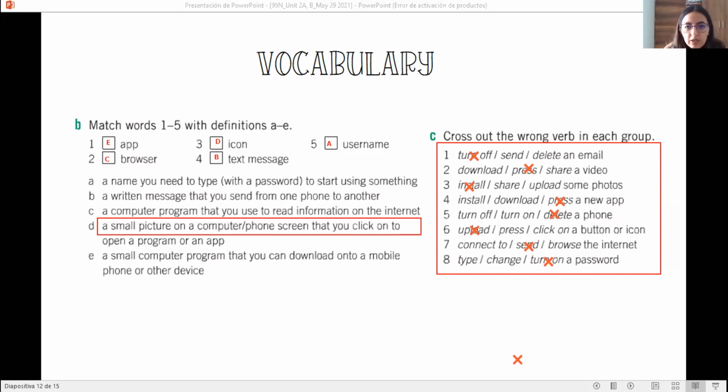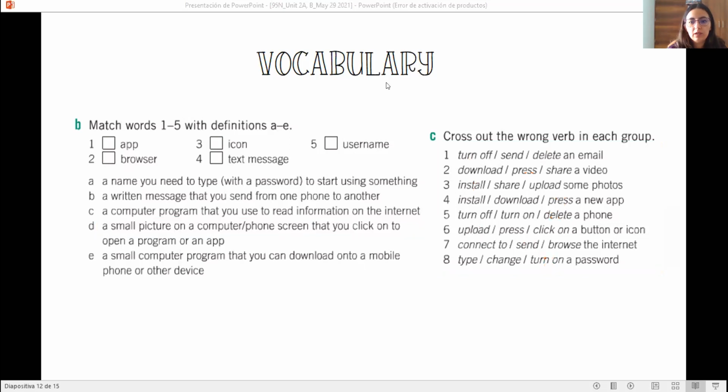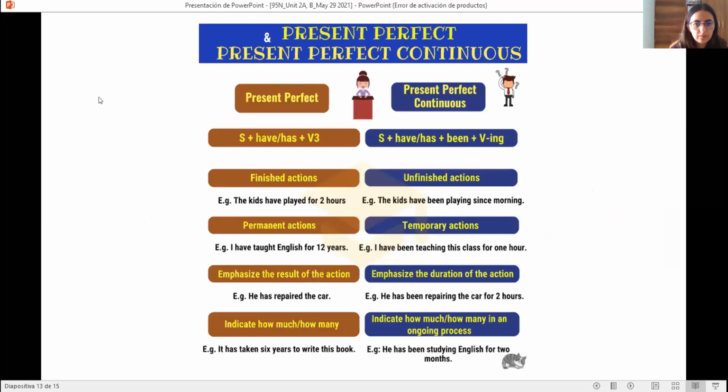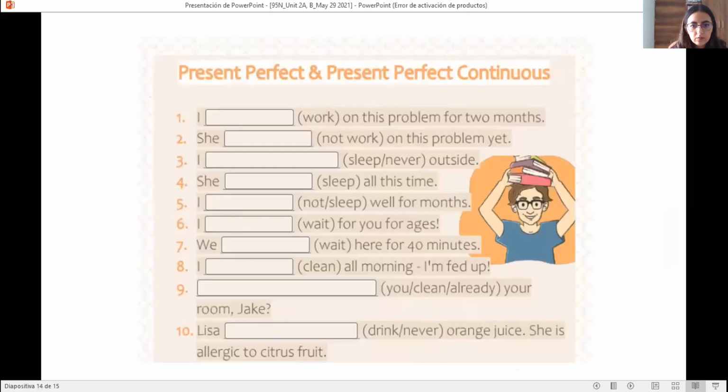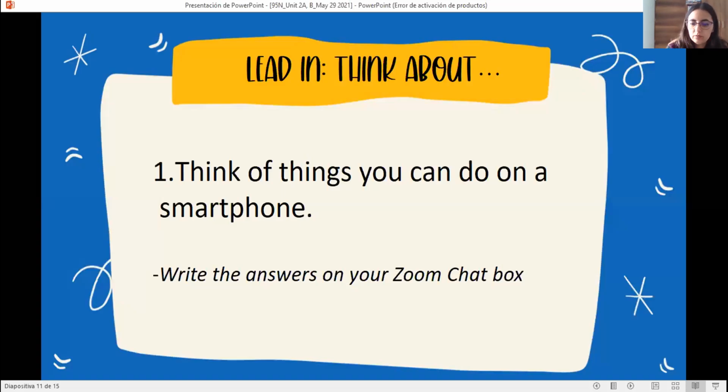Let's see, let me share the screen with you so you can see as well. Okay, just give me a second. Let me erase this. Yes, so let me erase this. Give me just a second.